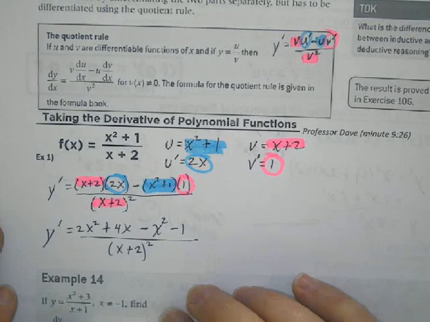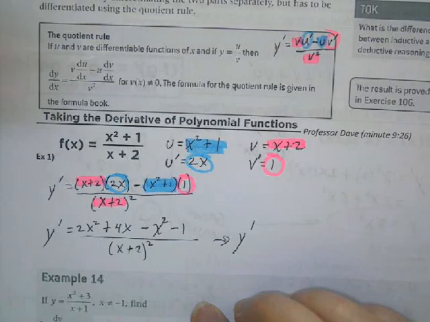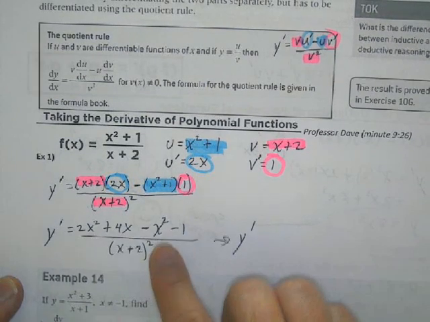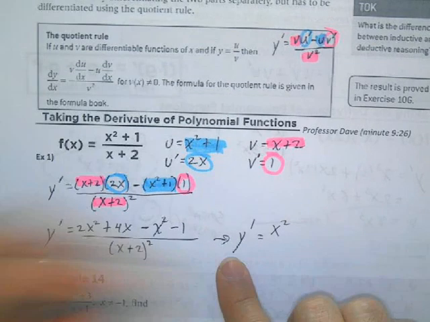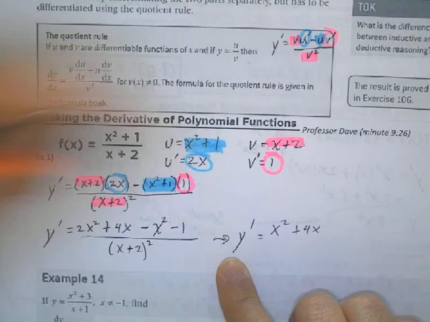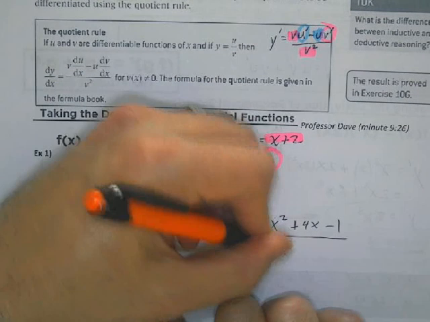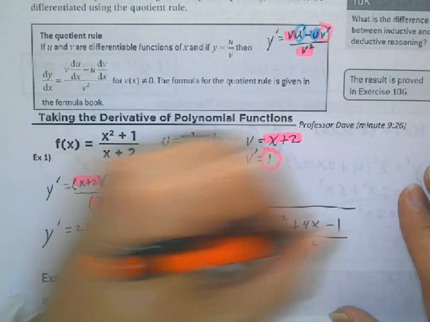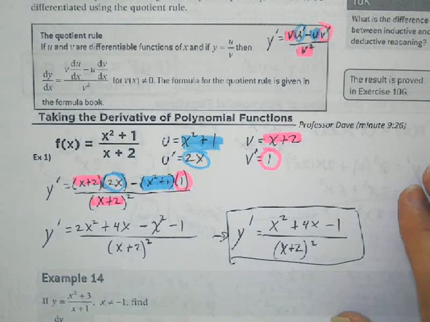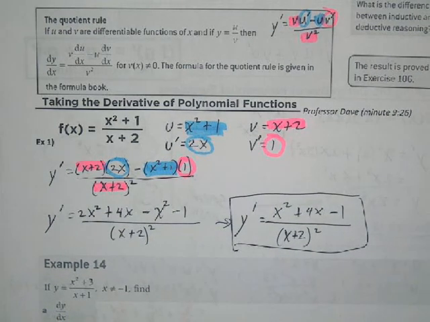Okay, I can combine the like terms, and then I get 2x squared minus x squared is simply x squared, plus 4x, and then minus 1, all divided by (x plus 2) squared. Okay, that's the quotient rule.